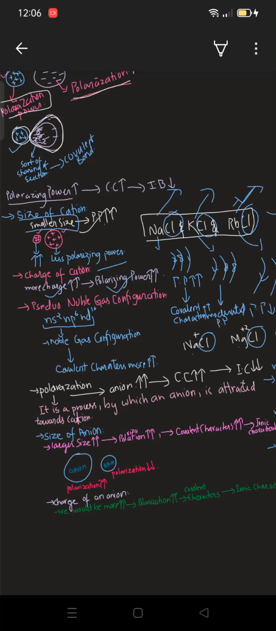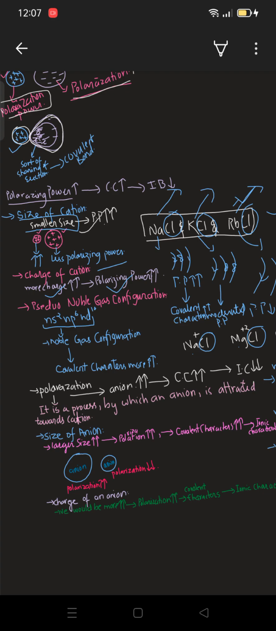Okay, so as in the last video, we have discussed Fajan's rule in great detail. So what was Fajan's rule? Fajan's rule is basically a law or a rule which is used to determine the covalent character in an ionic bond.